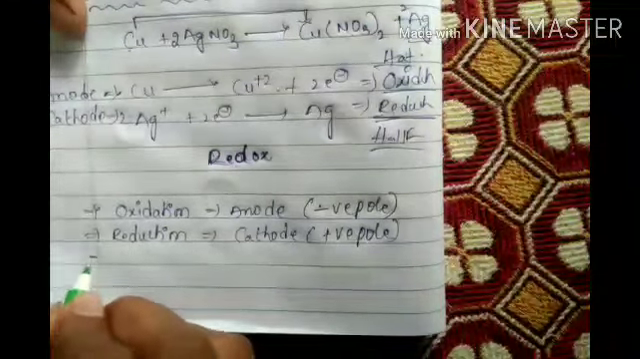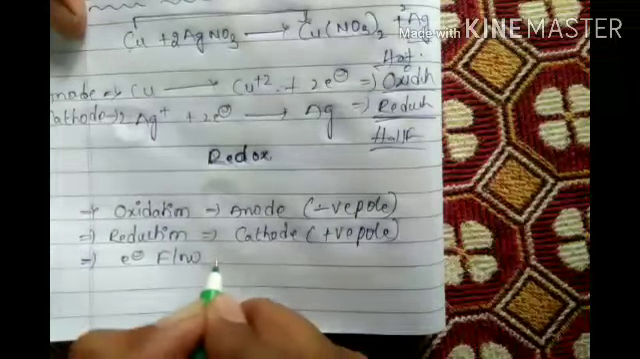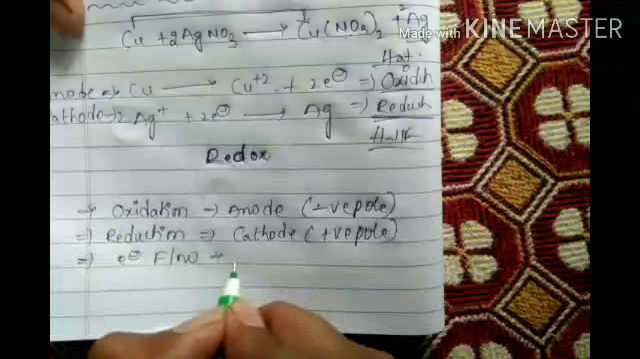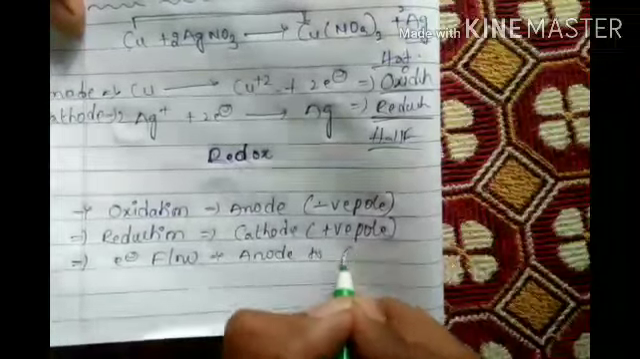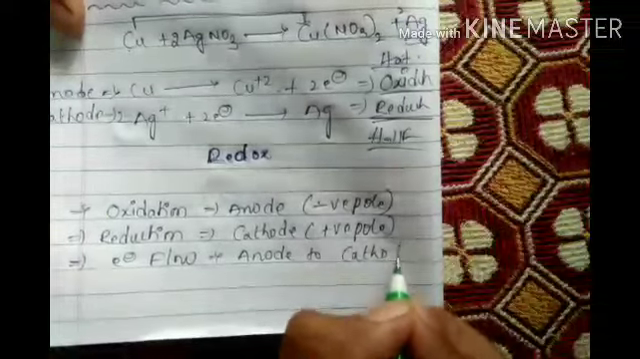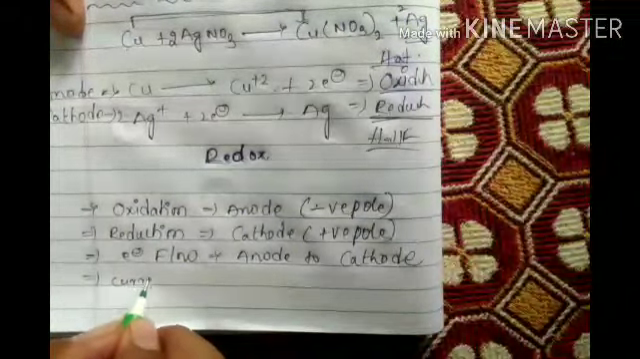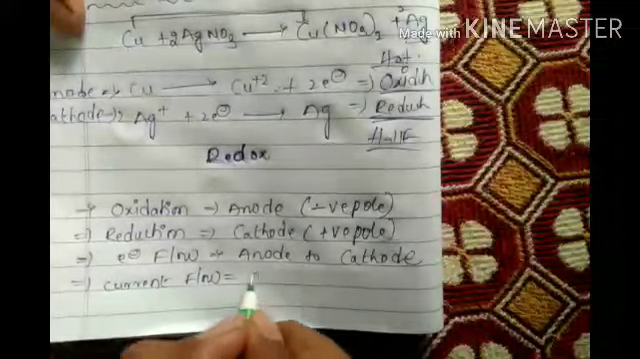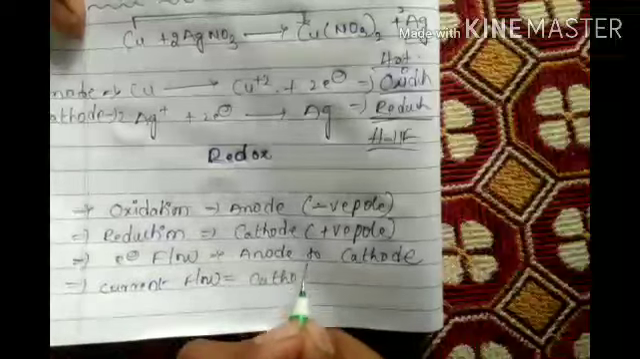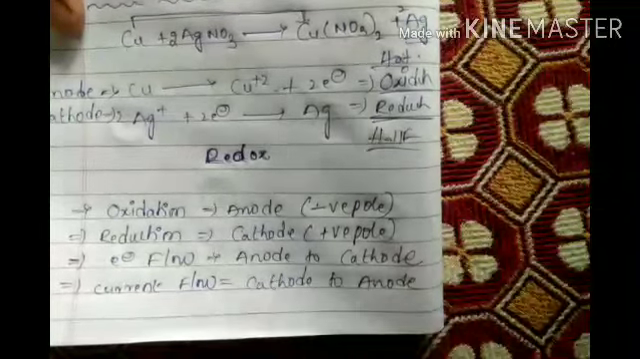Now electrons flow from anode to cathode, and current flows from cathode to anode. This is the topic.